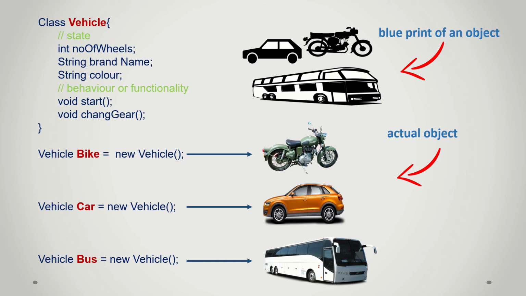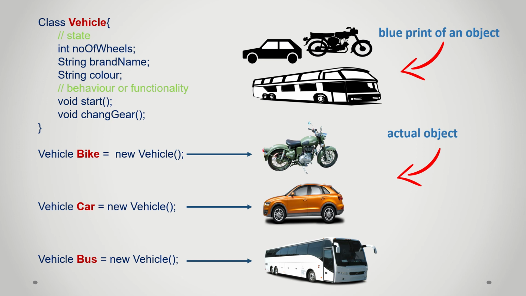In this example, we have a class of type vehicle. When we say the state, it could have a number of wheels, a brand name, a color. When we say the functionality, one of the functionalities is start. The way a vehicle is started could be electric or manual. The way change gear works could be semi-automatic, manual or fully automatic. So this is merely a blueprint of an object from which we can have the concrete object.